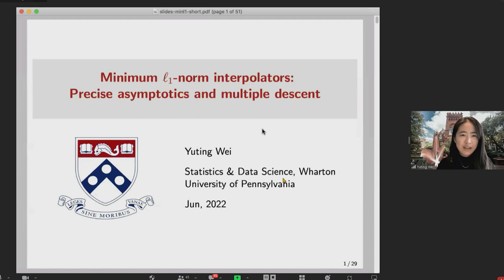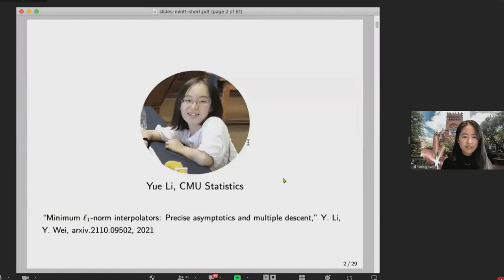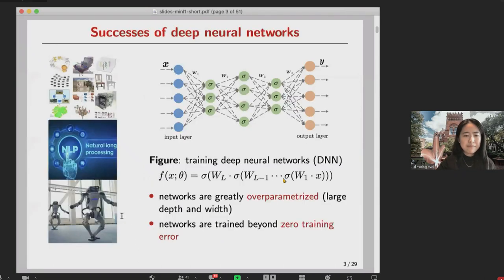So the plan of my talk today is to discuss a certain type of estimators in the regression setting, which enjoys a curious multi-descent phenomenon. This is a joint work with my student Yue Li at CMU Statistics, and the details of this talk can be found in this arXiv preprint.